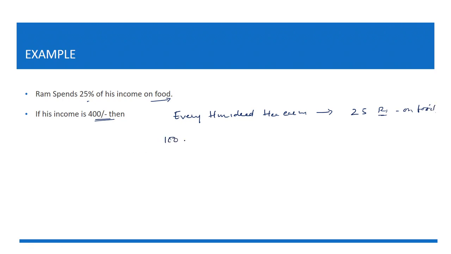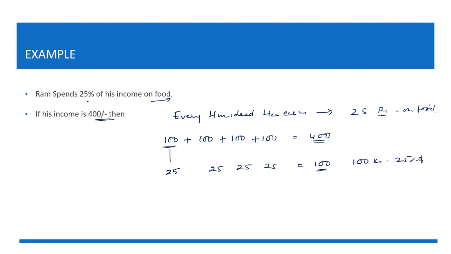Suppose he is earning 400: 100 plus 100 plus 100 plus 100. For every 100 he is going to spend 25 rupees: 25, 25, 25, 25, which is going to be 100 rupees. So 100 rupees is the 25% of 400, that is, 400 is his income.